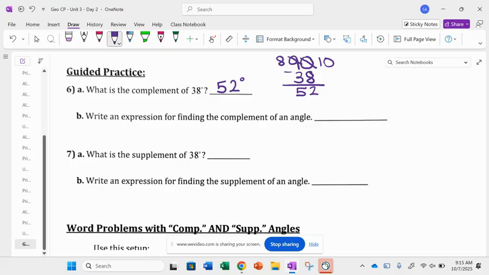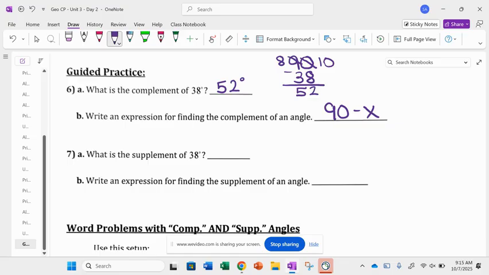So what should we do? 90 and the angle and do what with them? Subtract them. It's going to be 90 minus x. So to find any complement, we just take that number and subtract it from 90.